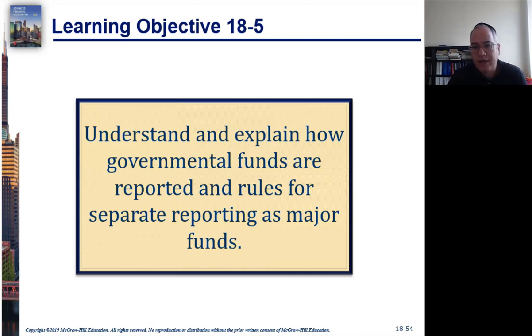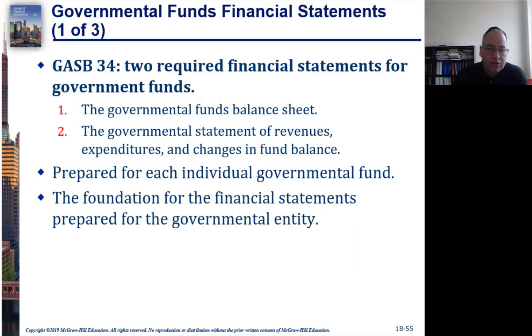Learning Objective 18-5 is to understand and explain how governmental funds are reported, and to go over the rules for separate reporting as major funds. GASB 34 requires two separate financial statements for governmental funds. This is going to be a governmental funds balance sheet, as we saw before, and a governmental statement of revenues, expenditures, and changes in fund balance, what we call a P&L, even though it can't have any profit and loss. And we went over the formula for these earlier.